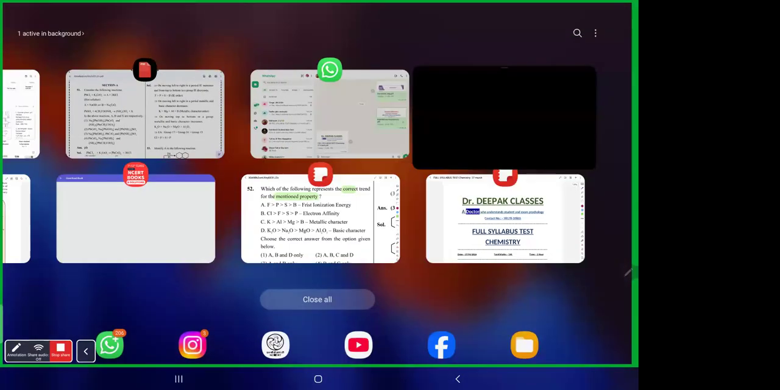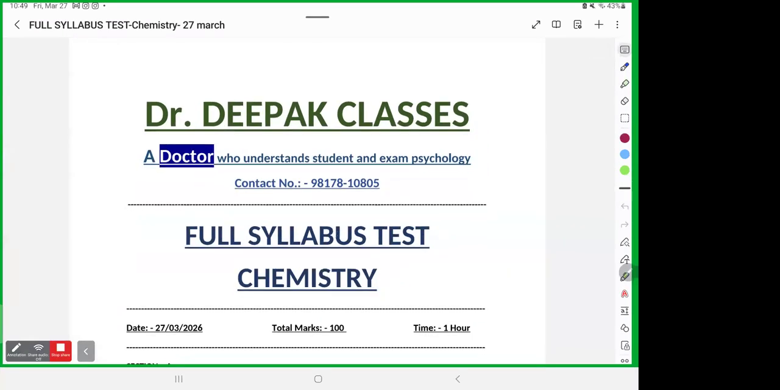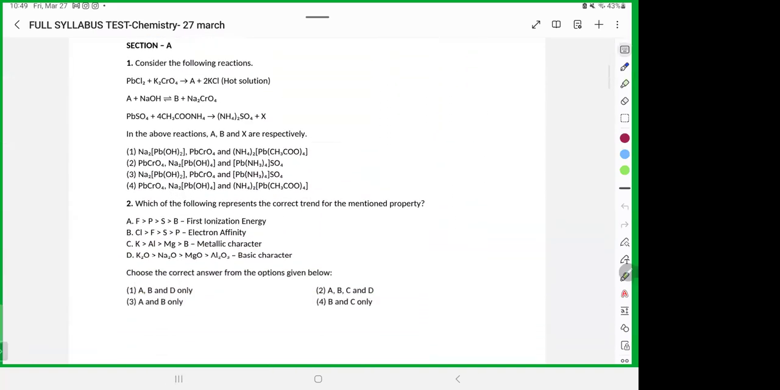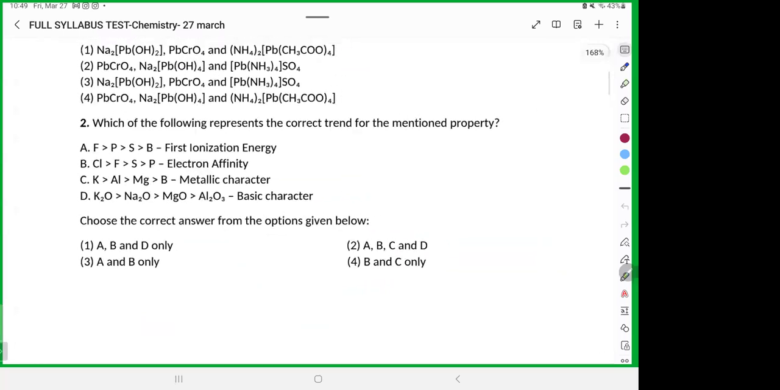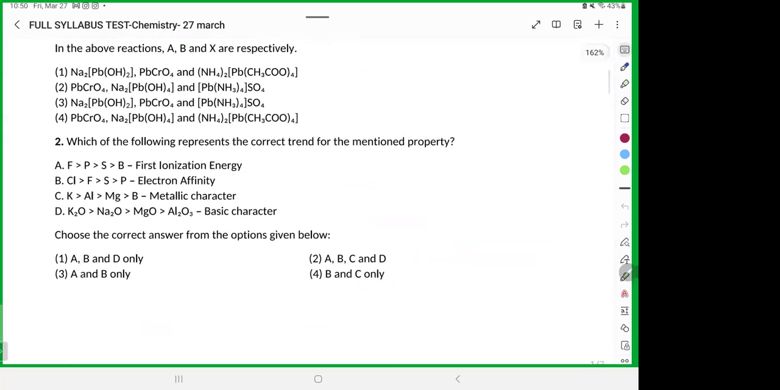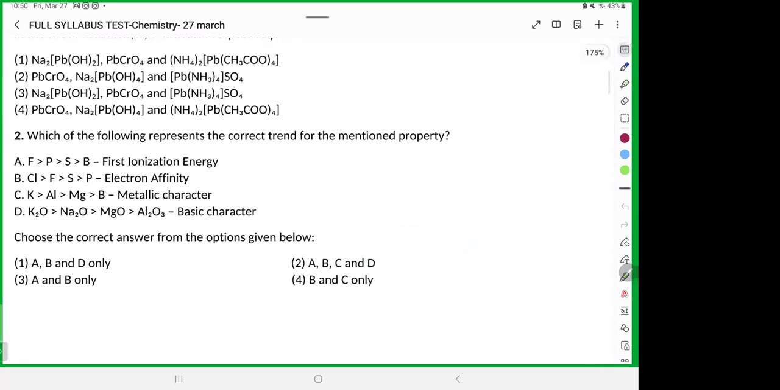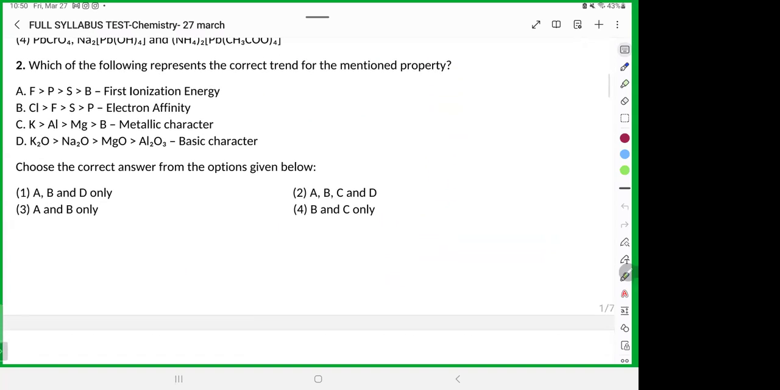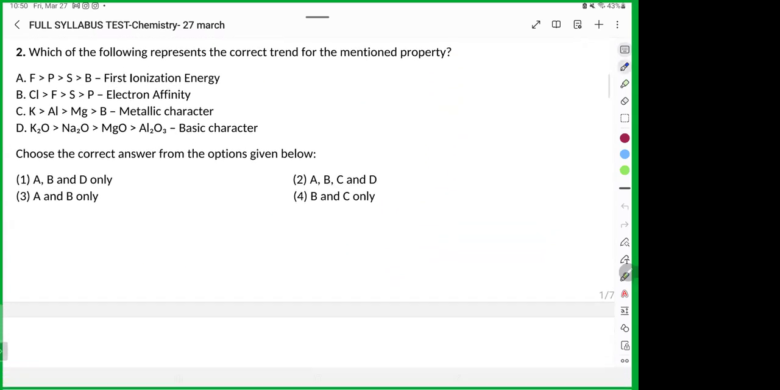So I made a separate PDF based on this. First question we did, and now you can solve the second question because here we don't have the answer, so you can do it properly. I will explain all these: acidic and basic character, ionization enthalpy. I'll just take 2 minutes and come back.